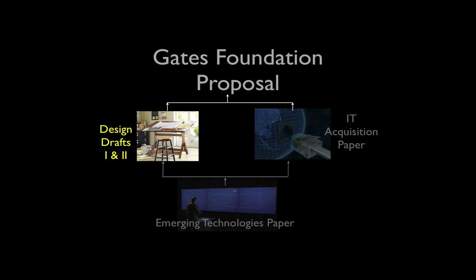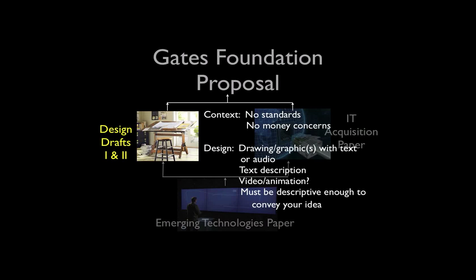And you have 2 design drafts. The first one is just a sketch of what that ideal learning environment is going to look like. The second one is going to be based on feedback that I provide you. You're going to enrich it and deepen it and move forward that way. You have the context. There are no standards, like No Child Left Behind, and there's no money concern. You have all the money in the world. And your design is actually going to be a drawing. It could be a graphic with text or audio, or just a text description. You can do a video or an animation. But the first design draft has to be descriptive enough to convey your idea.